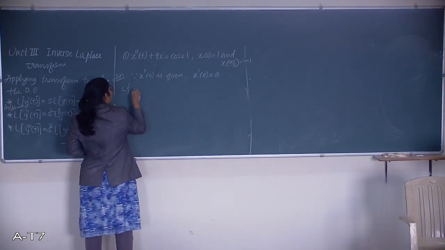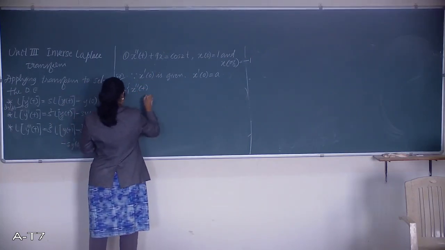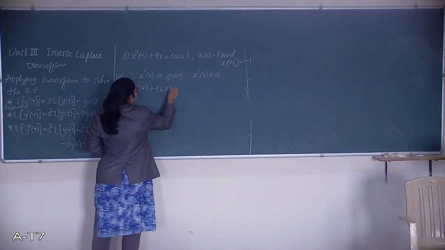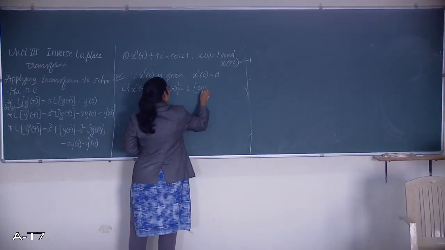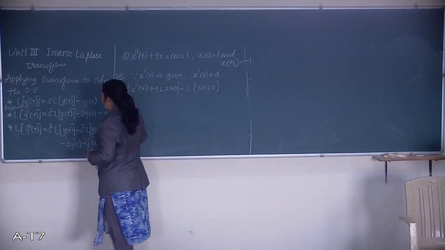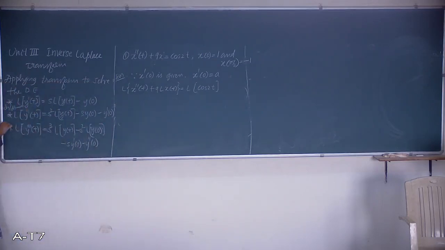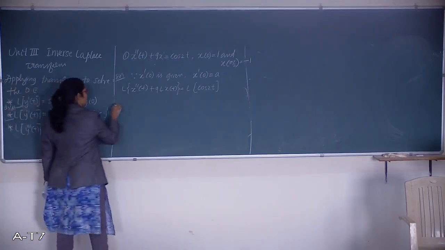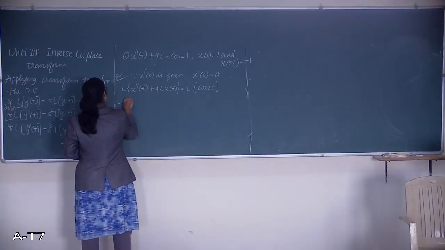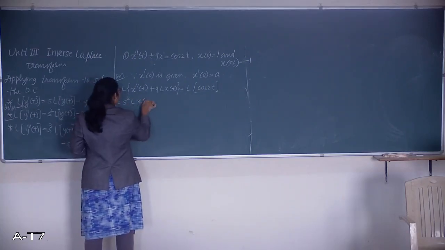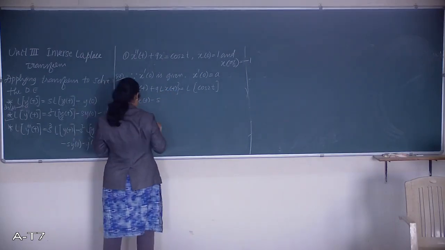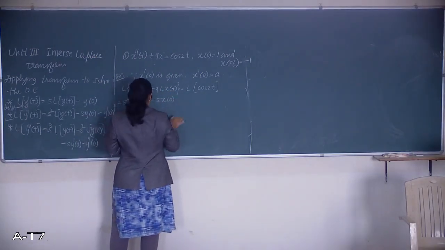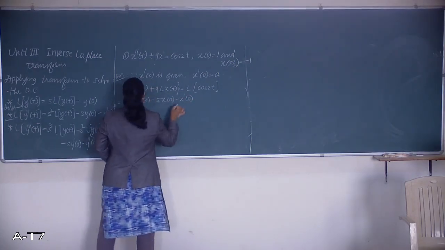So when I apply Laplace, L of x double dash of t plus 9 x of t is equal to Laplace of cos 2t. Now we are going to make use of, see, x double dash of t is there, means that the second formula I have to apply here. I will write this as s square into L of x of t minus s, just I have replaced x here, s into x of 0 minus x dash of 0.